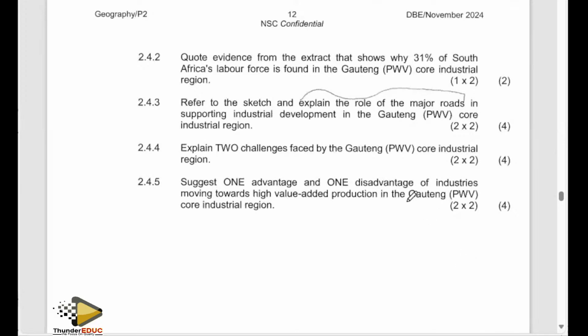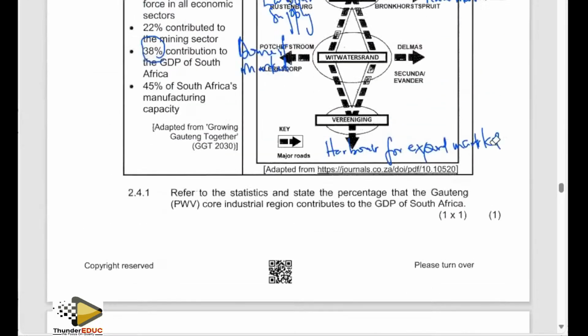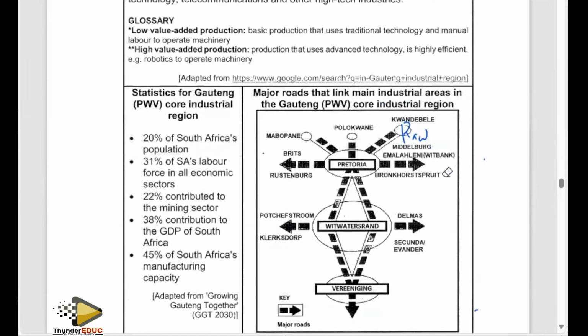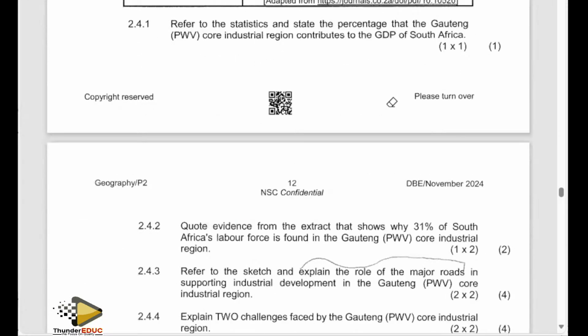Right. Explain two challenges faced by the Gauteng PWV core industrial region. Two challenges. Explain two challenges. There are so many challenges which are faced by this industrial region. We're just going to highlight a few. We're not going to exhaust everything since there are many of them. We just have to talk of just a few of them.